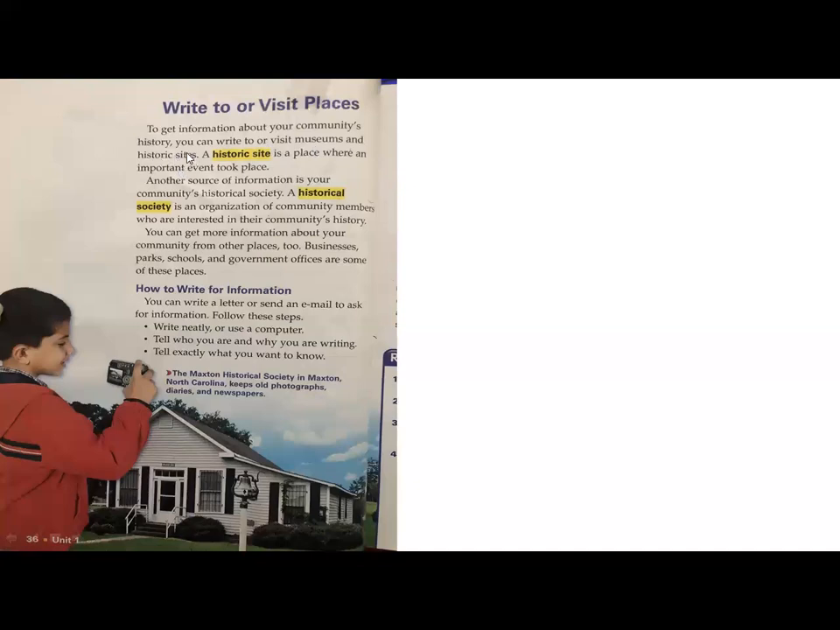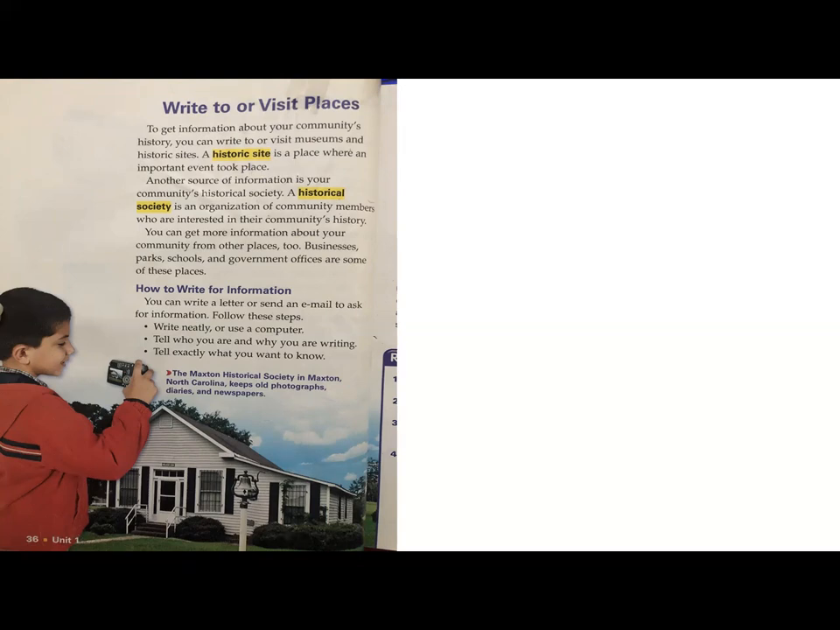Now, what are historic sites? We've learned about it in Qatar history, right? Recall that. A historic site is a place where an important event took place. So, Al Zubara Fort, Al Wajbah Fort, and Al Koot here in Qatar are historic sites, and a lot of information is present about these historical sites in the museums here in Qatar.